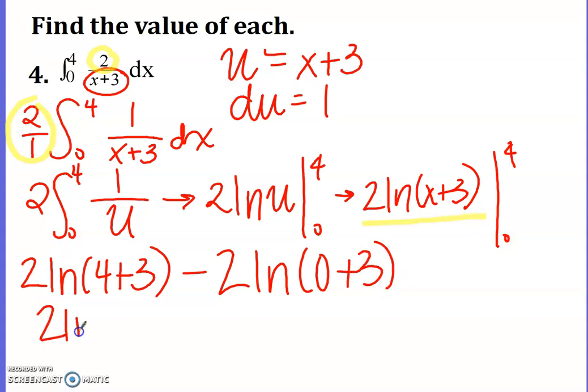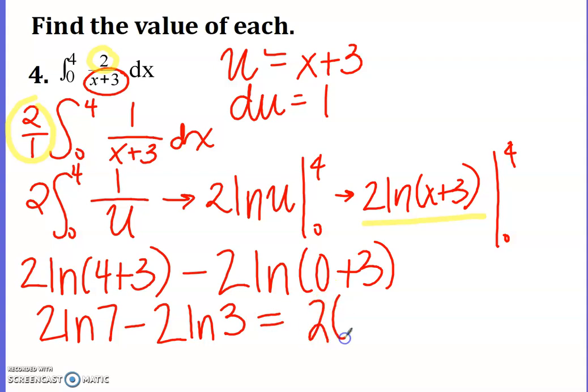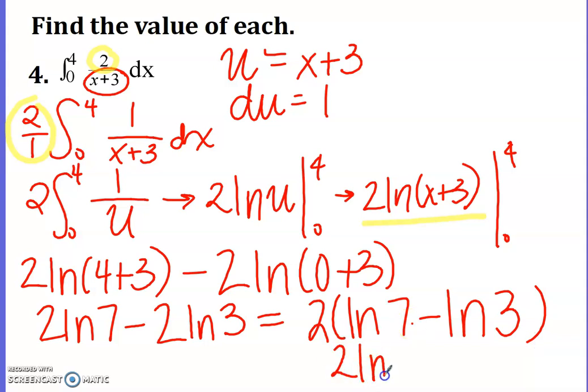Okay, evaluating this, I plug in 4 and then minus plugging in 0 to that. So this is 2 ln 7 minus 2 ln 3. Taking the 2 out, I'm left with ln 7 minus ln 3, which we can write as ln 7/3 with that 2 out front.